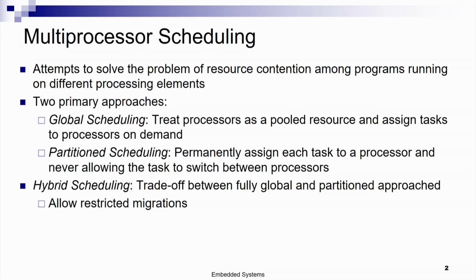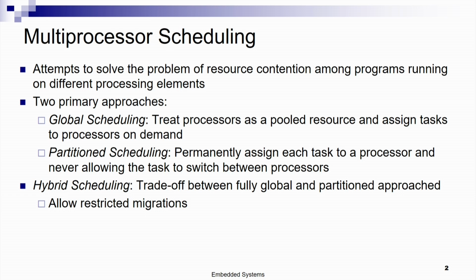Hello. In the last lecture, we looked at real-time uniprocessor scheduling strategies used in embedded systems. In this lecture, we will look at real-time multiprocessor scheduling approaches. Multiprocessor scheduling attempts to solve the problem of resource contention among programs running on different processing elements. We used uniprocessor scheduling to solve the problem of contention among tasks running on the same processor.